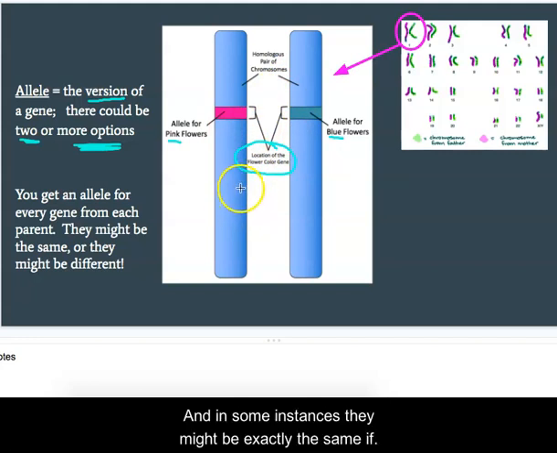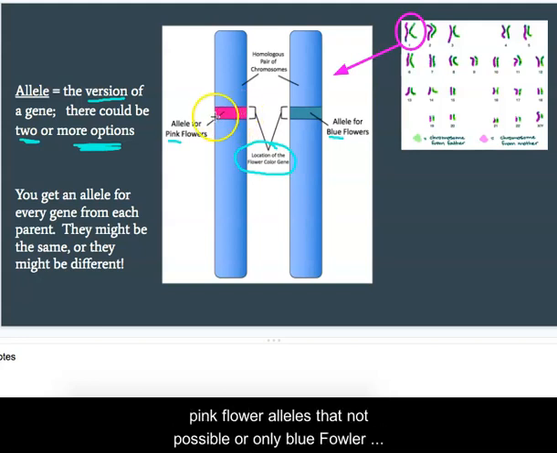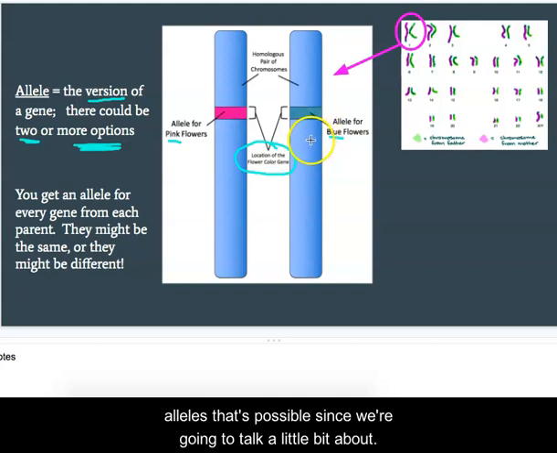And in some instances, they might be exactly the same. If this particular plant's parents, so to speak, both had only pink flower alleles, then that's possible. Or only blue flower alleles, that's possible. And so we're going to talk a little bit about that too.